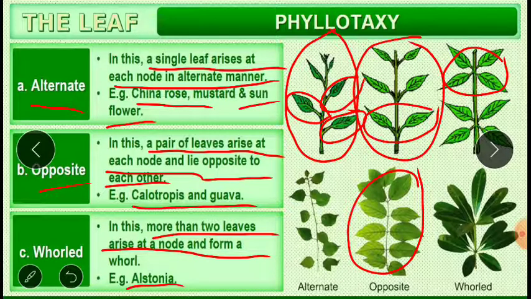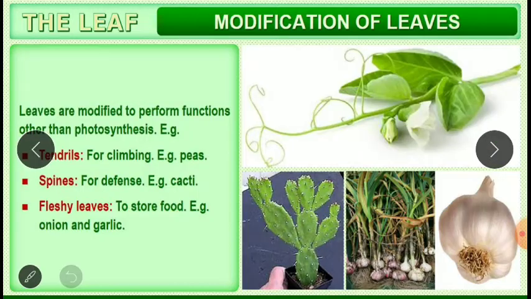In this way, there are three types of arrangement seen in the leaves of the plants, that is alternate, opposite and whorled. And the arrangement of the leaves on the stem or branch is known as phyllotaxy. So this is all about phyllotaxy.